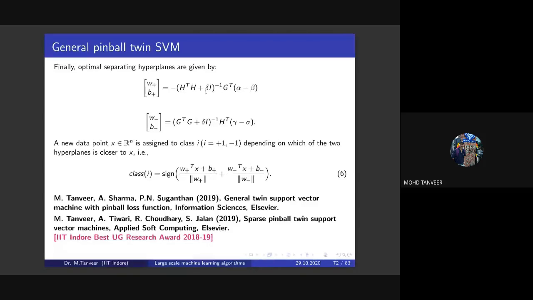After that, two of my students, Rahul Chaudhary and Sanchit Jalan, introduced its sparse version. So noise issues were resolved in the first paper, and in the second one, the sparsity issues were also resolved. When the data is not sparse, how do we develop such a model to make it more sparse? These two models are more efficient. Please go through this paper. And this BTech student got the best IT indoor award for this paper.